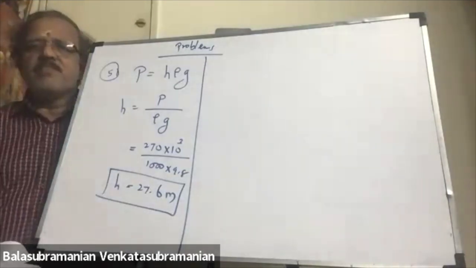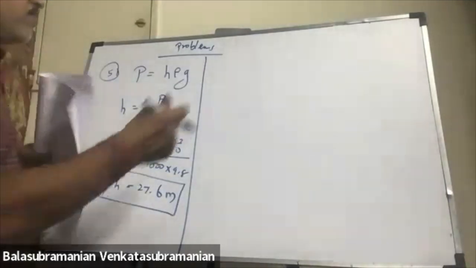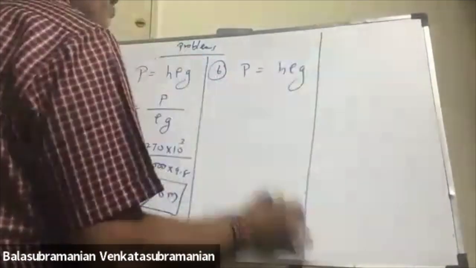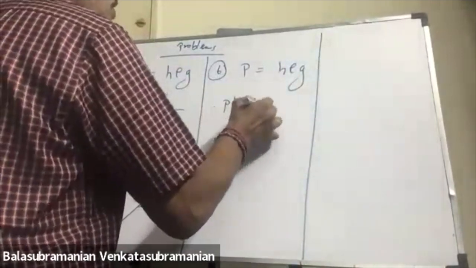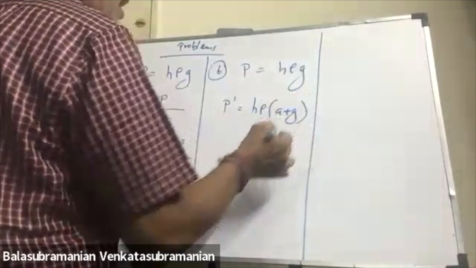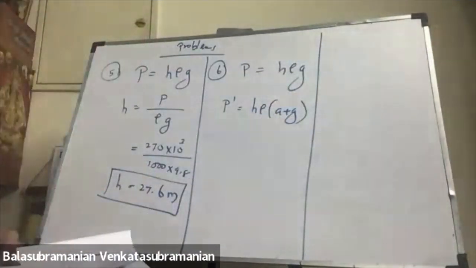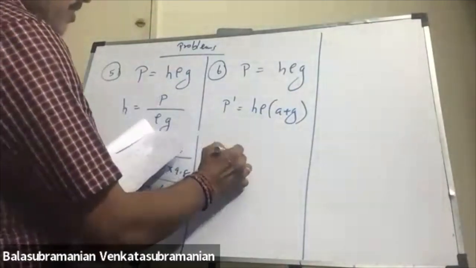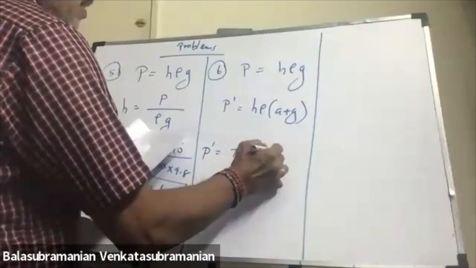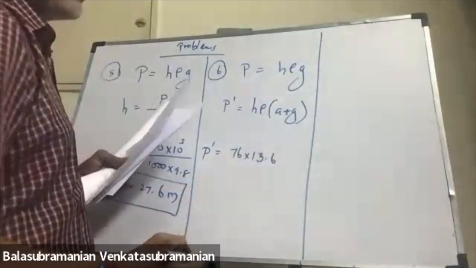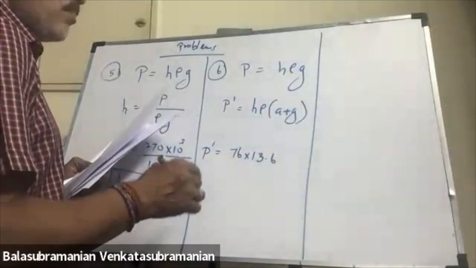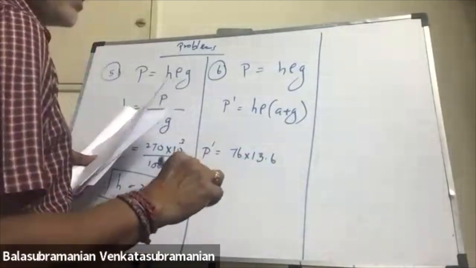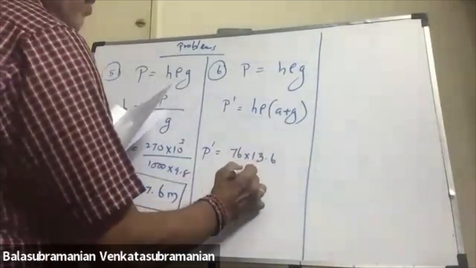So normal pressure, you know the formula, P is equal to H rho G. It is accelerating upwards, so I have to write A plus G. So pressure will be H, 76 centimeter, 13.6, 13,600 kilogram per meter cube, 13.6 in terms of CGS unit.